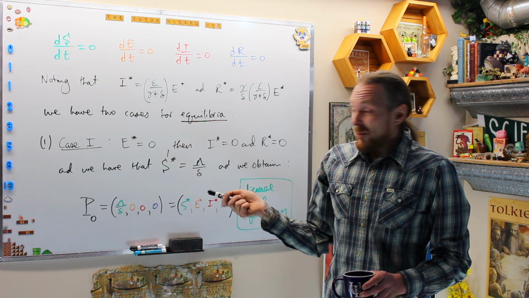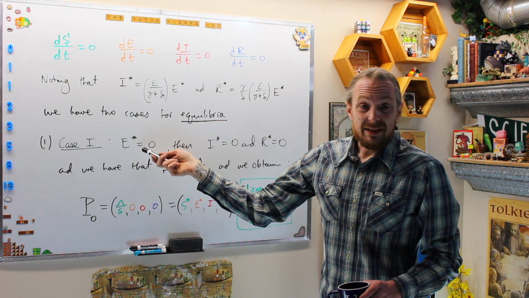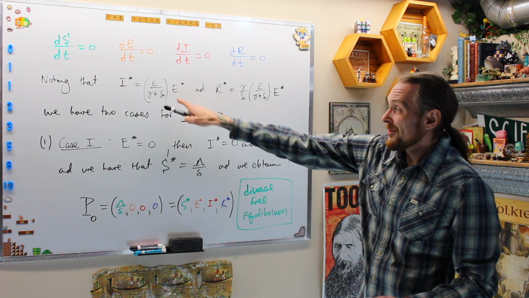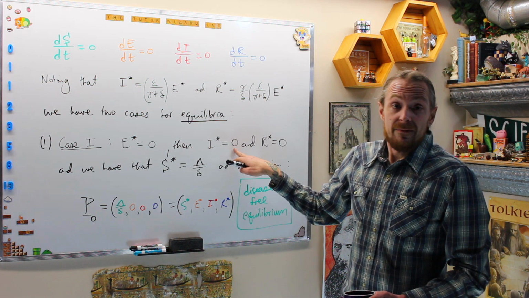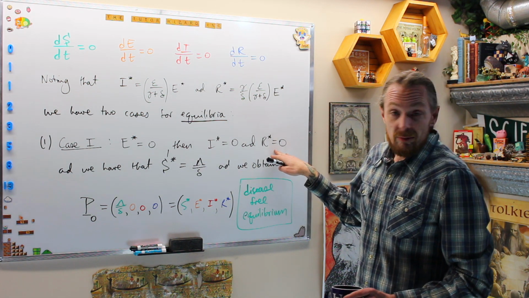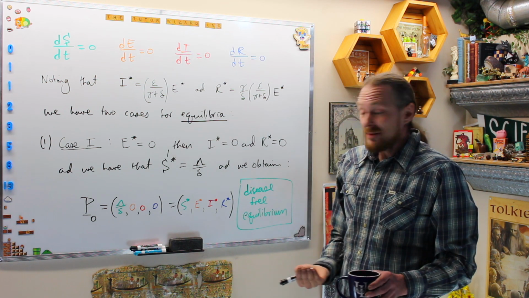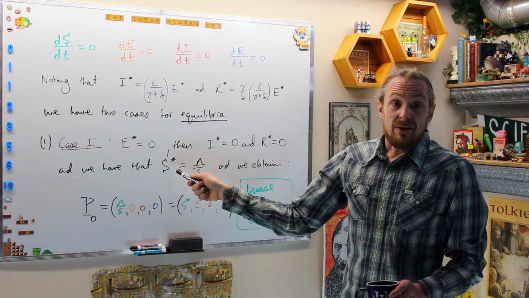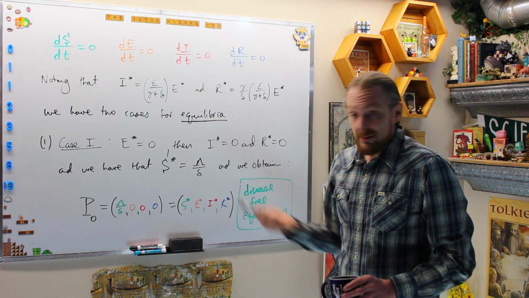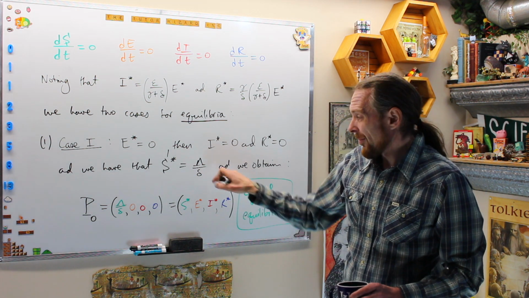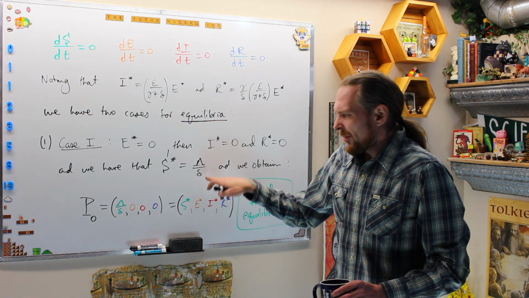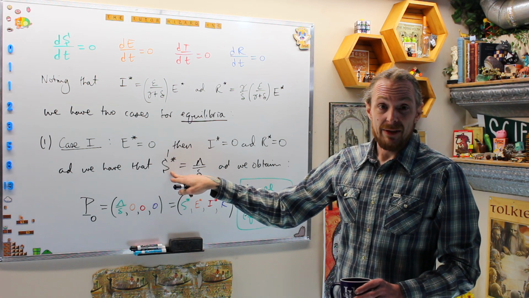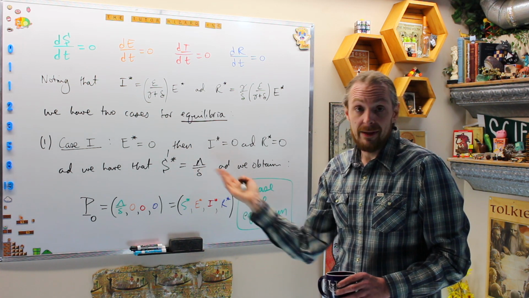So case 1 is, what if the exposed individuals is 0? If there are no exposed individuals, that immediately tells us from these two equations that the infected population is 0 and the removed population is 0. All the populations are 0. And when you calculate using the first equation, you can see that S star now would be lambda over delta, which is a positive real number. Remember, this is some real number and this is some real number, so the ratio of that tells us how many susceptible individuals, a number of people, we have at equilibrium.